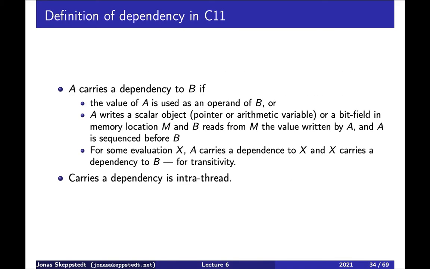So now the definition of dependency in standard C. We say that A carries a dependence to B if A is an operand in B, or that A writes to essentially some variable that B reads, and that A is sequenced before B, or for transitivity that for some evaluation X, A carries a dependence to X and X carries a dependence to B. So by transitivity B is then dependent on A, or alternatively A carries a dependence to B. And recall that the dependencies are always within one thread, or intra-thread.